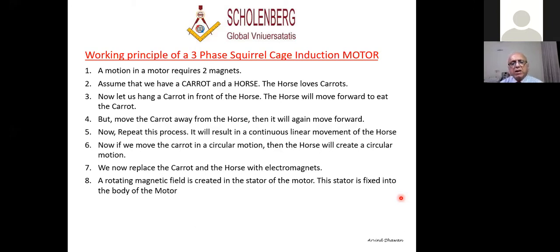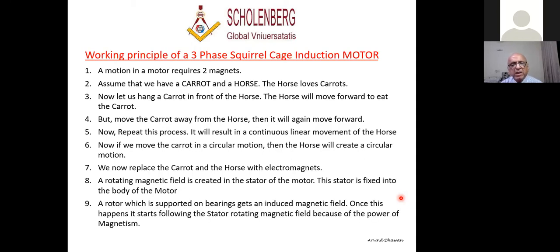So, a rotating magnetic field is created in the stator of the motor. The stator is fixed into the body of the motor. So, the body of the motor is a stator and it has one electromagnetic field. Then there's a rotor inside the center of that, which is supported on bearings.